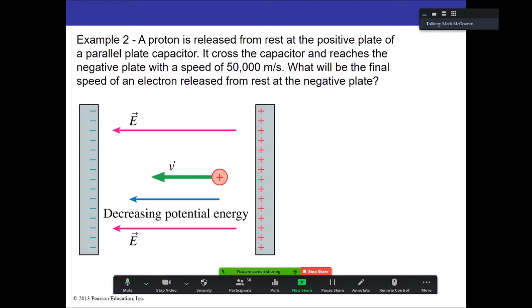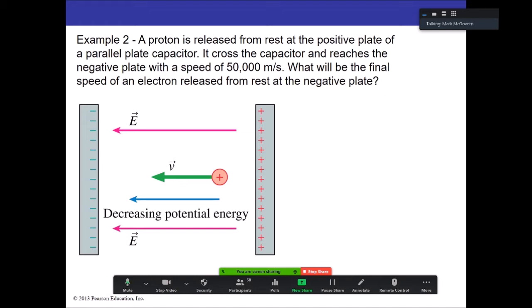There we go. A proton is released from rest at the positive plate. It crosses the capacitor. It reaches the negative plate with a speed of 50,000 meters per second. What will the final speed of an electron be if released from rest at the negative plate?